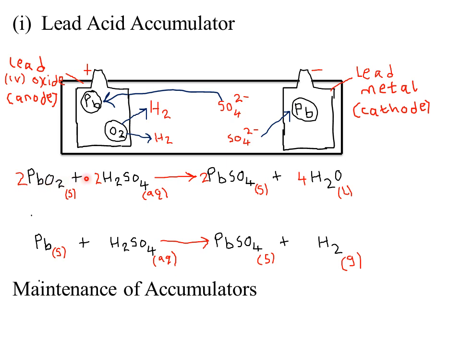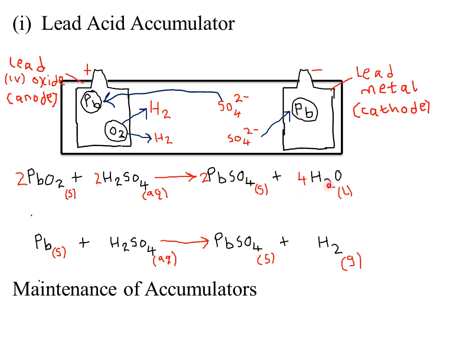The oxygen reacts with hydrogen to form water, whereas the lead reacts with sulfate ions to form lead 4 oxide, to form actually the lead sulfate. So this is the reaction that takes place at the anode. At the cathode, we've also seen that at the anode we have production of hydrogen ions reacting with oxygen to form water and lead 4 oxide.